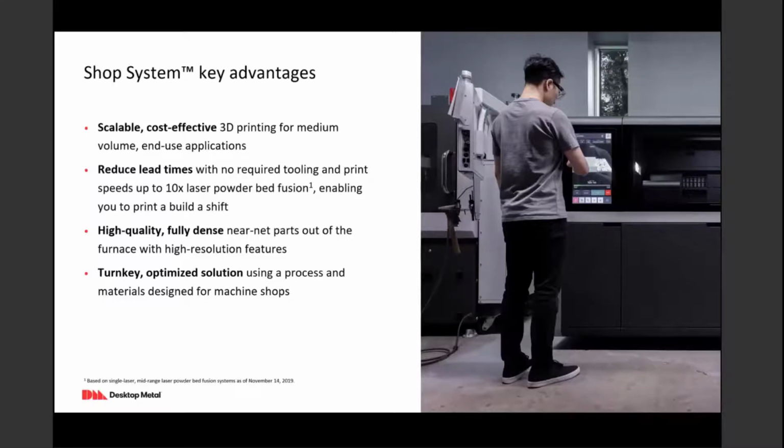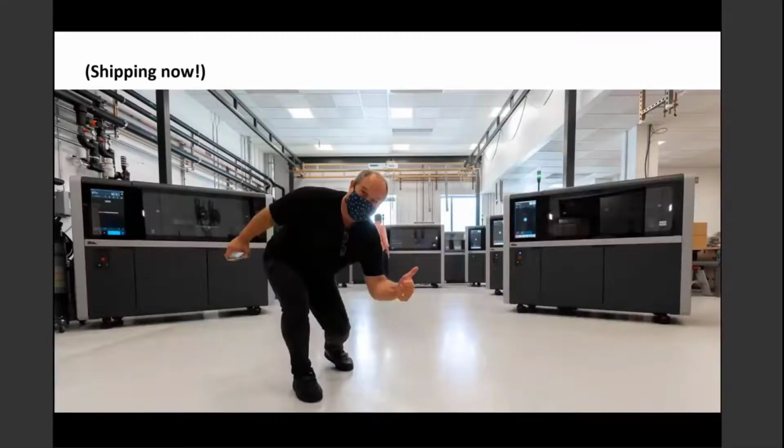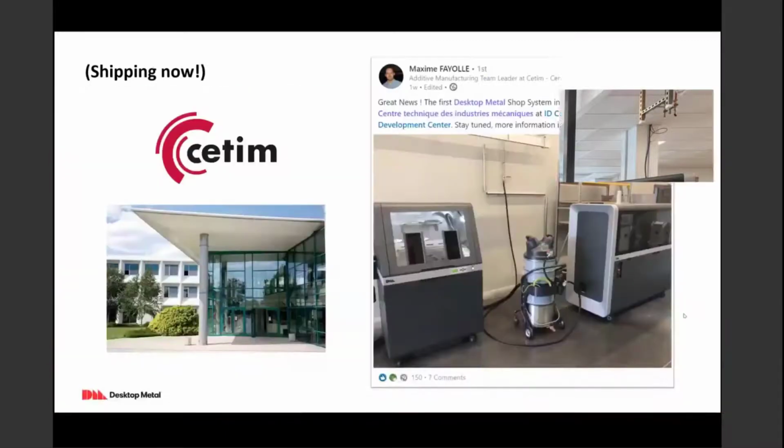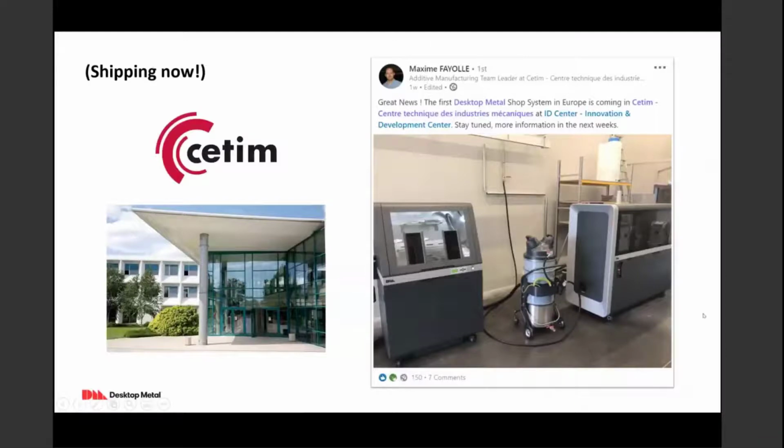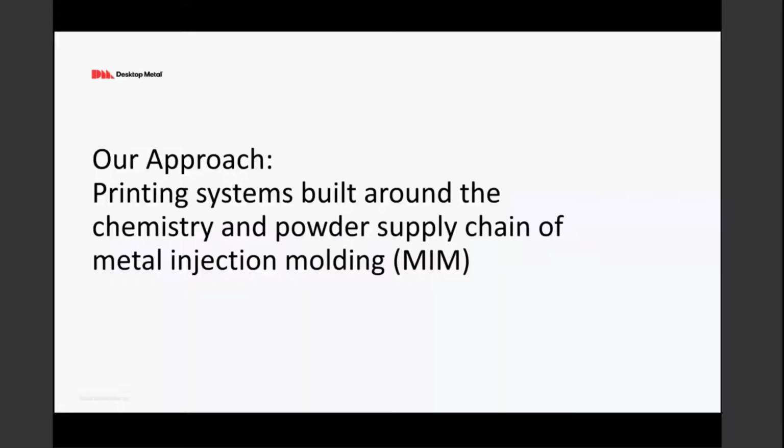You can reduce lead times. You don't have to have the complex setups of a CNC machine, and you can make fully dense parts. Over the next few minutes, I'm going to show you probably a dozen or two parts that you can make. And by the way, this is shipping now. Here's a bunch of working printers, and they're in Europe. We're starting to ship, with mass production, volume shipment starting in another few weeks. So this is a working piece of equipment.